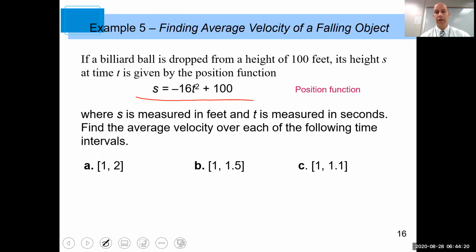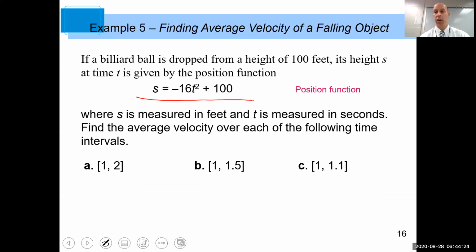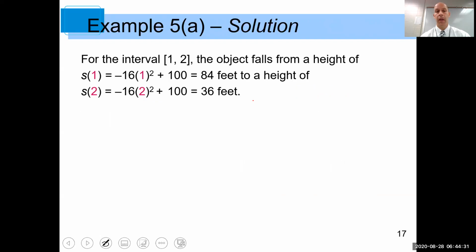So guys, on all of these, all you're going to do is take delta s over delta t. So the change in the y over the change in the x, or the change in position over the change in time. I've already got these typed out to speed this up. If I want to find the average rate of change over the interval from 1 to 2, well, the first thing I have to do is figure out what the position is at time t equals 1. It turns out that it's 84. At time 2, again, we're just plugging into the position function. It's 36.